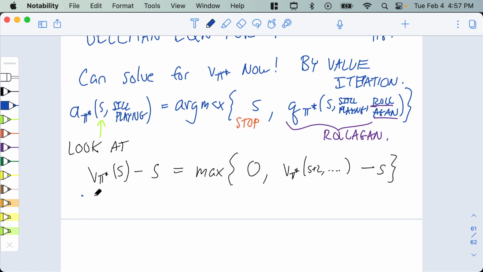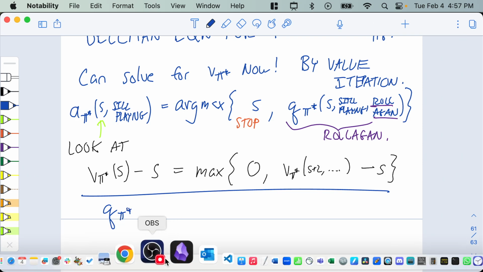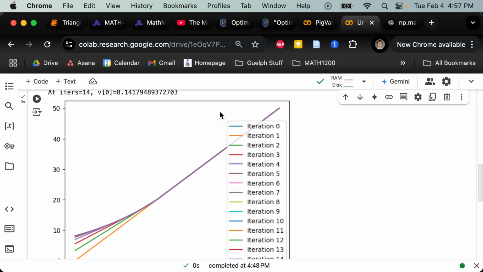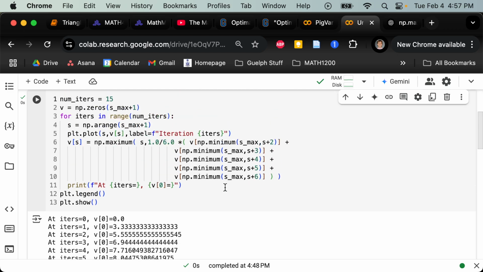Yeah, let's do it your way. Let's calculate both Q's. Okay. All right, let's just do it in the code. I think I'm sort of belaboring an easy idea over here. So let's do it in the code. Okay, so here we go. These were the V's. Let's calculate the Q's.